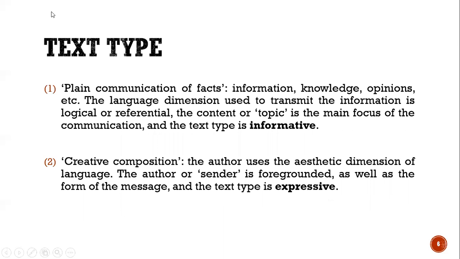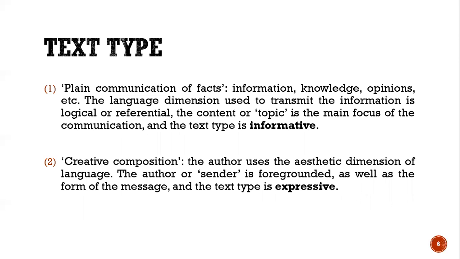Okay, so the first text type: plain communication of facts. That is the purpose, okay? When it comes to translation, she's thinking of plain communication of facts. Facts will be communicated in a very simple manner. It will be understandable. It can be comprehended very easily. So that is information, knowledge, opinions, etc. So these are the facts. We have to communicate information, knowledge, and opinions. The language dimension used to transmit the information is logical or referential. The content or topic is the main focus of the communication, and the text type is informative.